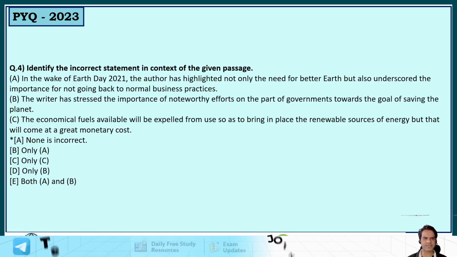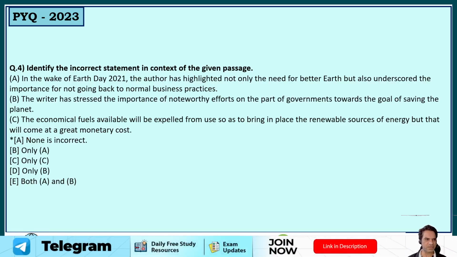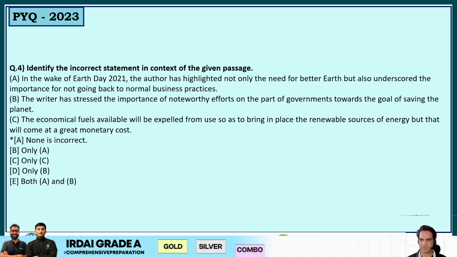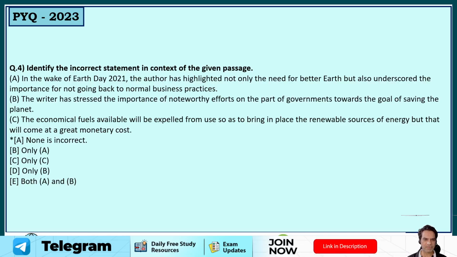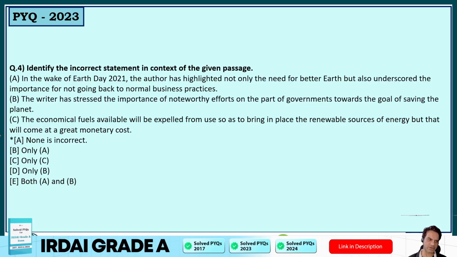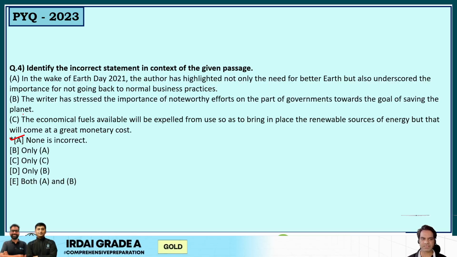Next question, guys. Identify the correct statement in the context of the passage. In the wake of Earth Day 2020, the author has highlighted not only the need for a better Earth, but also underscored the importance of not going back to normal business practices. No. Writer has stressed the importance of noteworthy efforts on the part of governments towards the goal of saving the planet. No, government has not done enough. The economical fuels available will be expelled from use so as to bring in place the renewable sources of energy, but that will come at a great monetary cost. No, again, not correct. So none is incorrect, guys. All of them are mentioned in the passage, so none of these statements are incorrect. So option A is your correct answer.